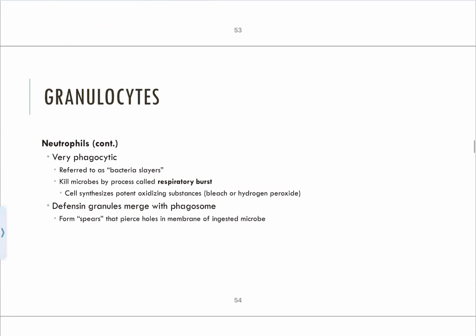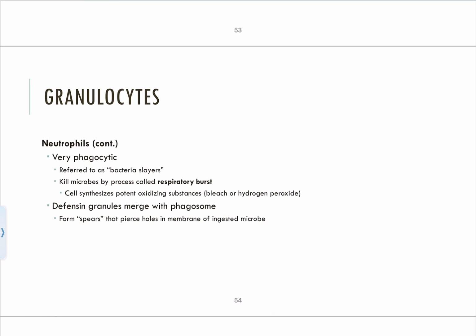Also, neutrophils are very phagocytic, so they're referred to as bacteria slayers. They will engulf and kill pretty much any microbe that we have. They are able to synthesize an oxidizing substance, something like bleach or hydrogen peroxide, and that's what allows them to go in and basically destroy the microbe itself. The process of doing that using bleach or hydrogen peroxide is called a respiratory burst.